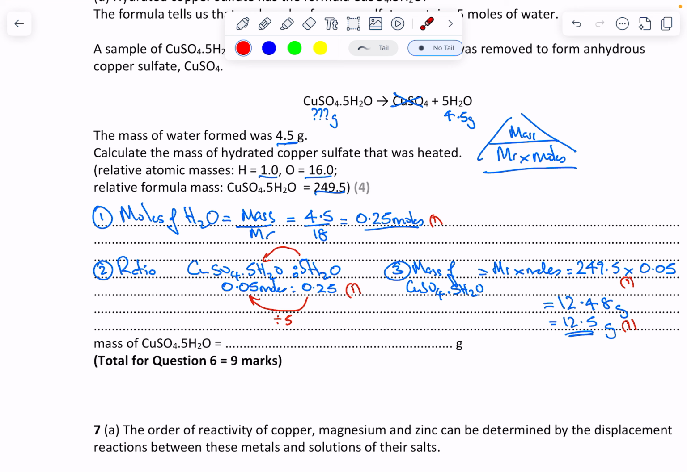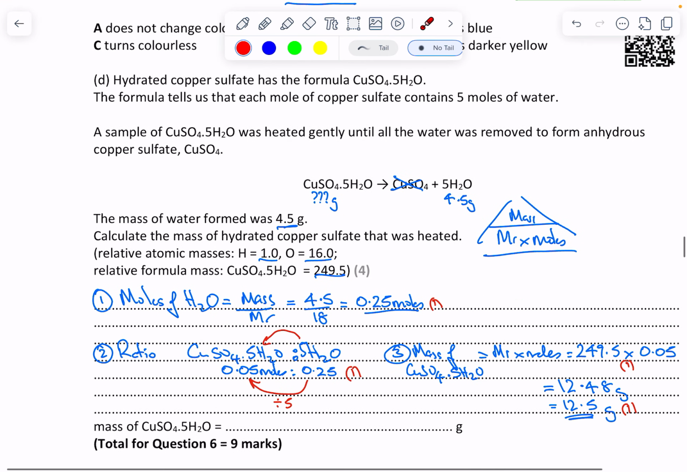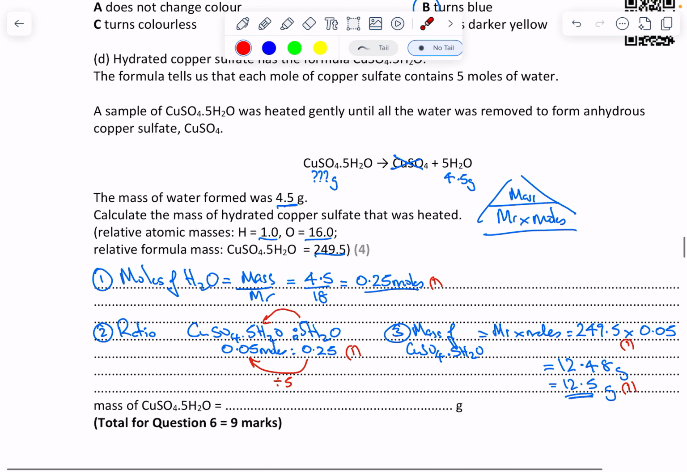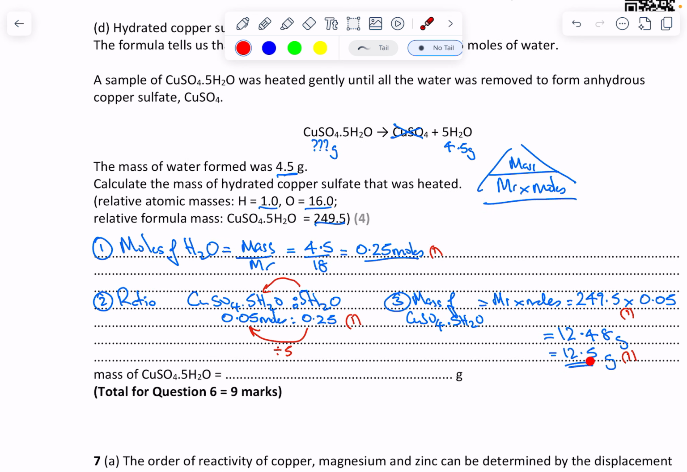Then the final little bit, we need to calculate the mass of this many moles. So we're working out the mass. So mass is Mr times moles. So we want the mass of this hydrated copper sulfate. Mr times moles. The Mr is 249.5, times it by the moles, and we get an answer of 12.48. I'm just checking, does it ask me to give the answer to any significant figures? I don't think it does. I've just written it as 12.5 there, and there's the extra mark in your answer.